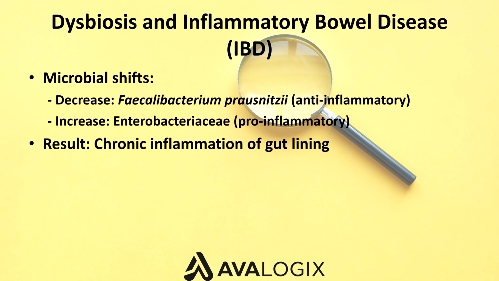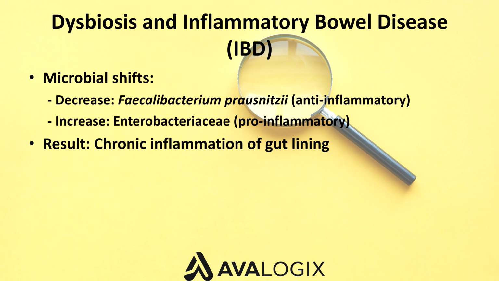Let's take a closer look at inflammatory bowel disease, or IBD, as a real-world example of how dysbiosis contributes to pathology. IBD includes Crohn's disease and ulcerative colitis, both marked by chronic inflammation of the gastrointestinal tract. While the precise causes are multifactorial, genetics, environment, and immunity, the gut microbiome is central to both disease onset and progression. In healthy individuals, the gut hosts a balanced microbial ecosystem that maintains immune tolerance and gut barrier integrity.